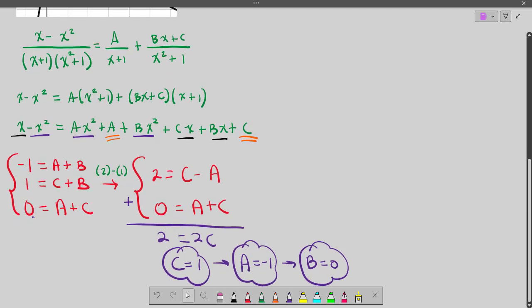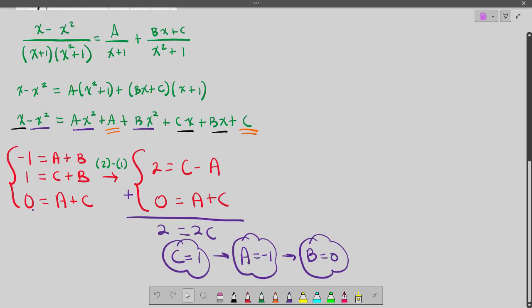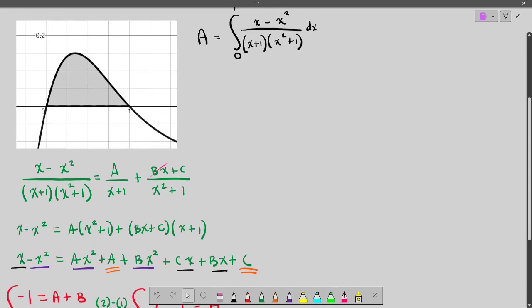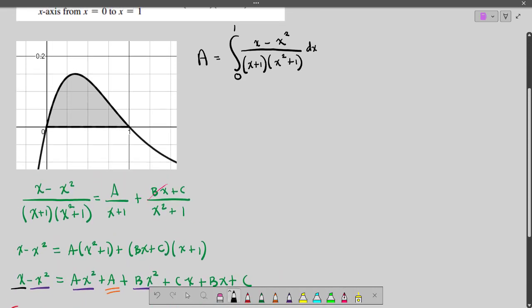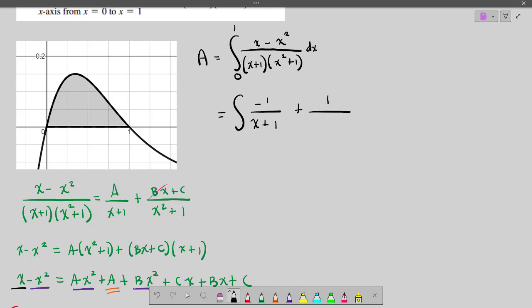So let's see. I'm just going to use this as a marker in my head. So b is 0, so that one's going to go away. So c is +1, a is -1. All right, a is -1. So this is going to be -1 over x plus 1. And then c is +1 over x squared plus 1 dx. Limits of integration 0 to 1. Does that look like what you got, hopefully?